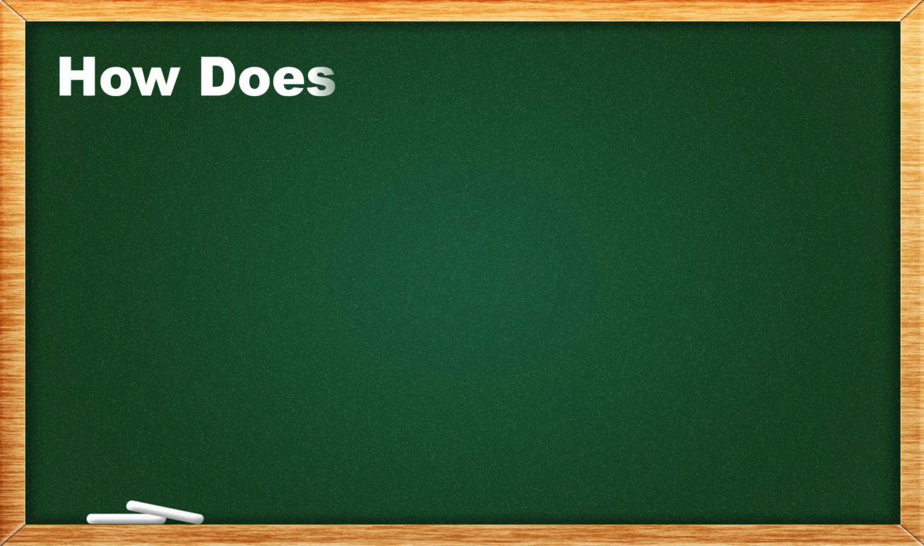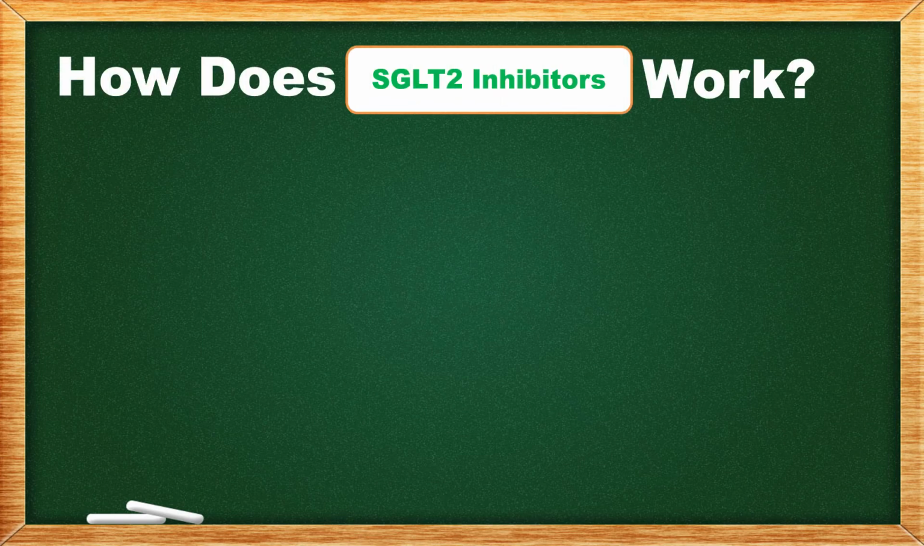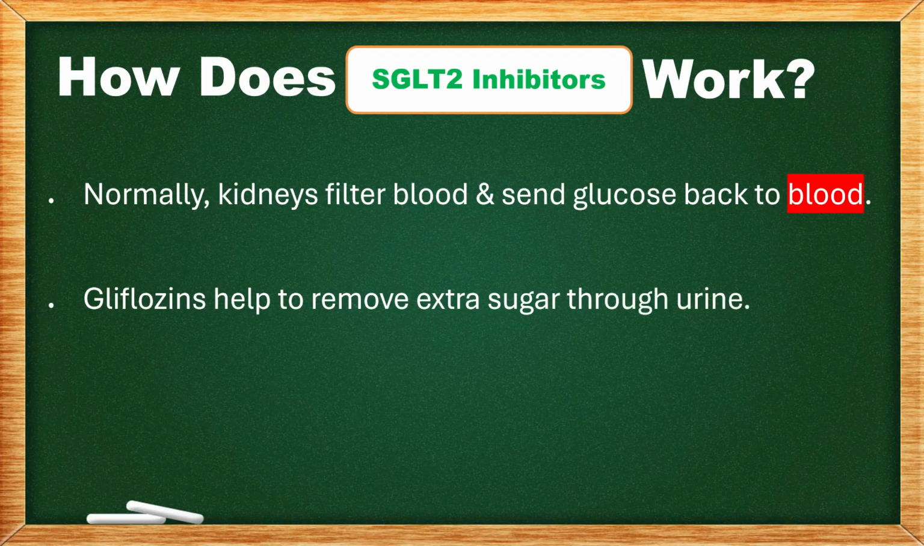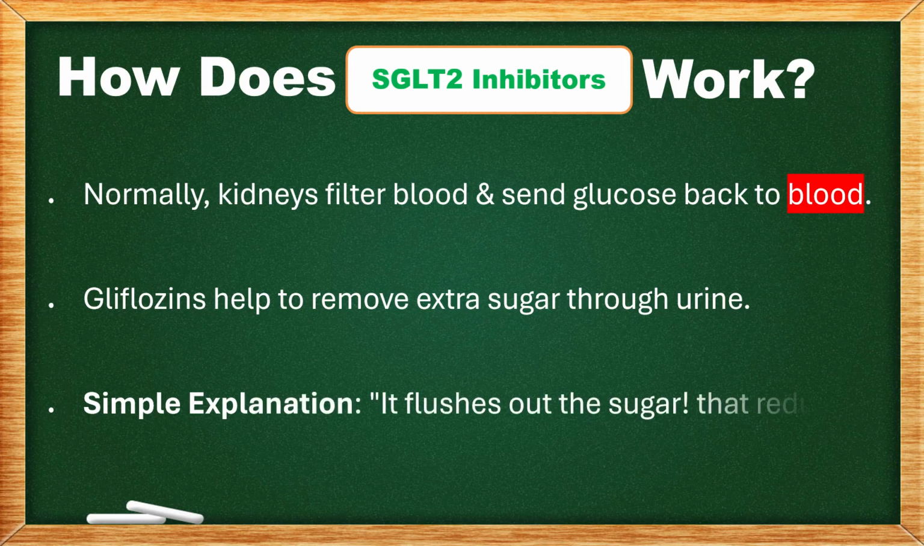How do SGLT2 inhibitors work? Normally, kidneys filter blood and send glucose back to the blood. Gliflozins like dapagliflozin, empagliflozin help to remove extra sugar through urine. Simple explanation: it flushes out the sugar that reduces blood glucose level.